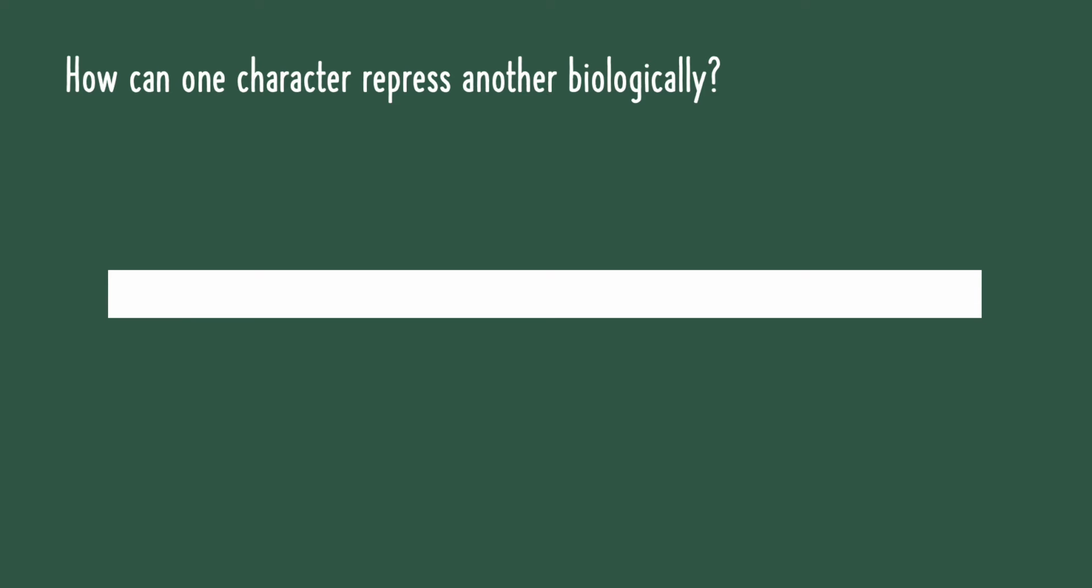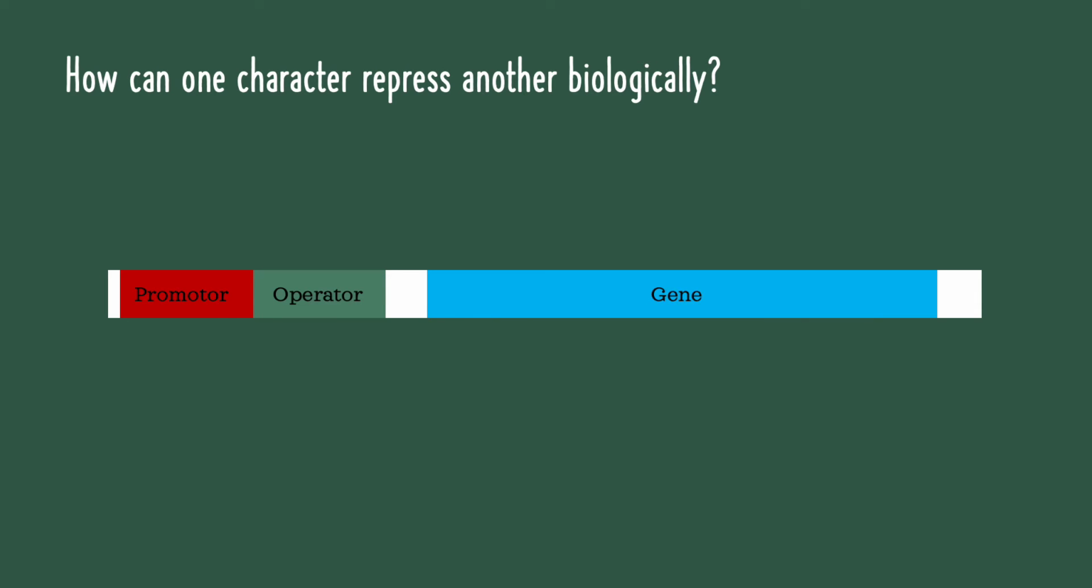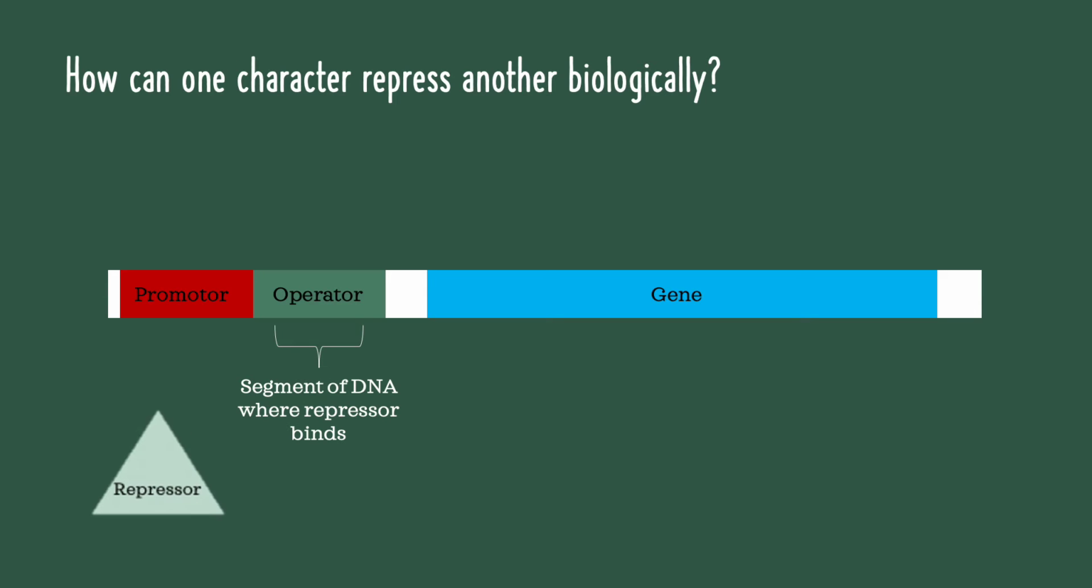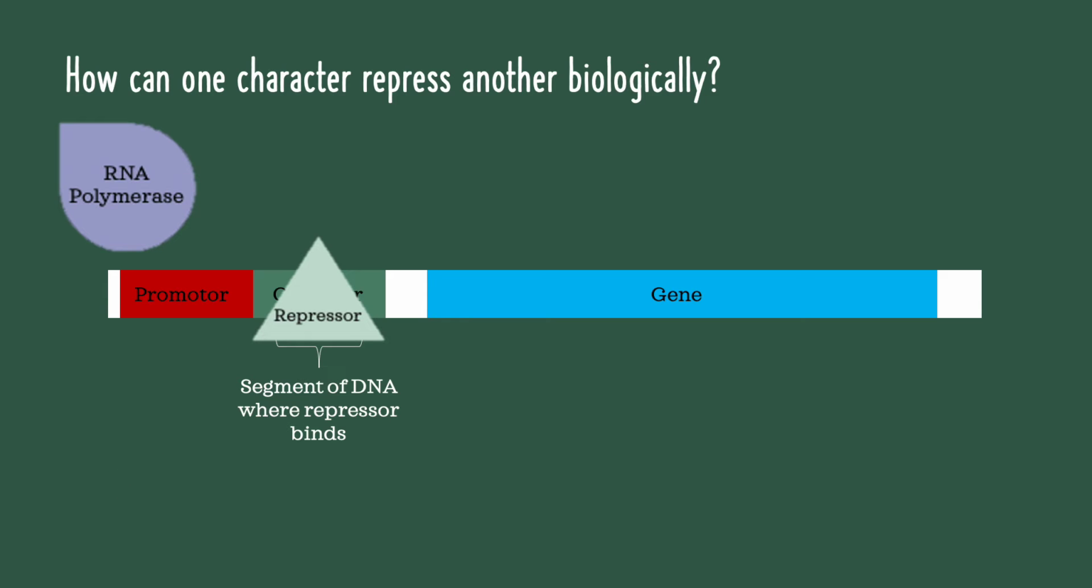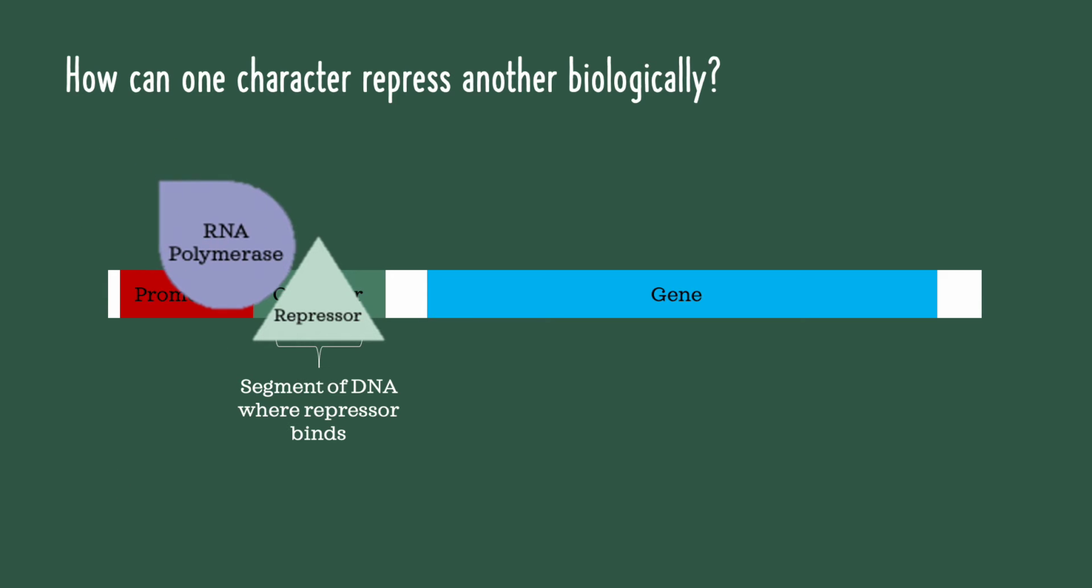Here we have a short segment of DNA with the promoter region and the operator region, as well as the gene. During normal transcription of DNA, a repressor molecule can bind to the operator region and block RNA polymerase from binding to the promoter and moving forward on the DNA. This stops transcription of the gene and does not allow mRNA to be made, and therefore no protein product.